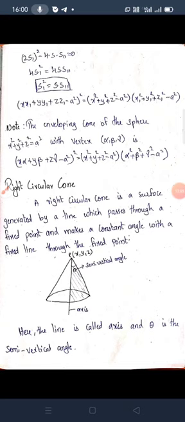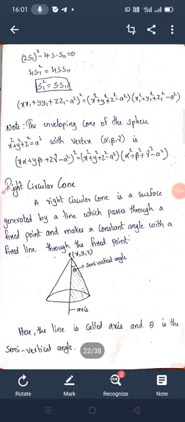4 gets cancelled. What is the remaining? s1 square equal to s into s11. Right, which is the proof of the above theorem. What is the main concept of this theorem? The enveloping cone formula is s1 square equal to s into s11. Right. Next we go to another definition.